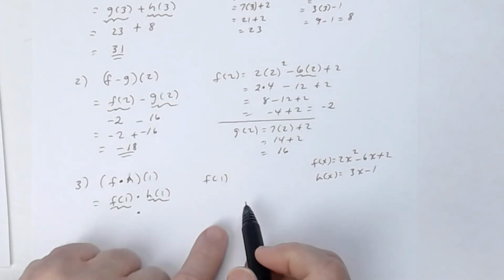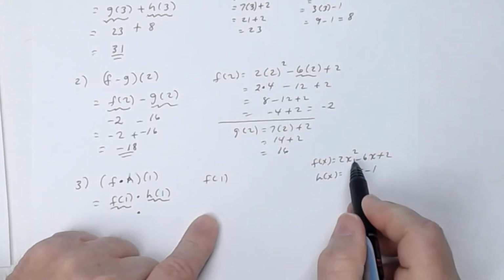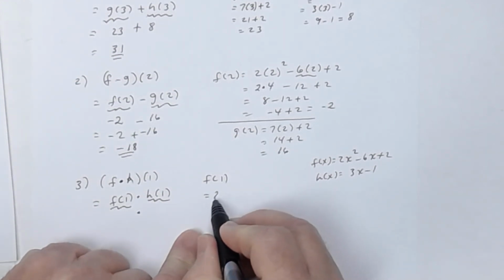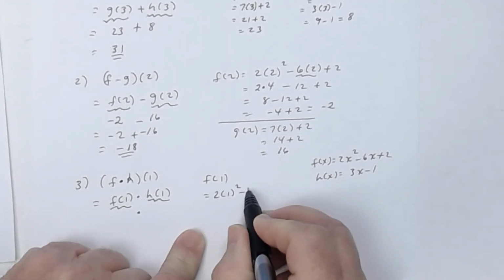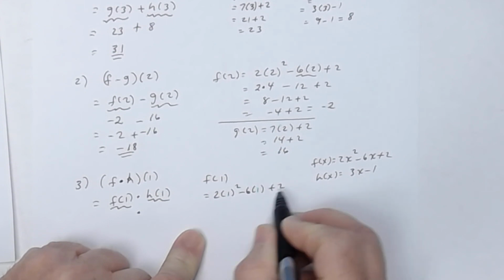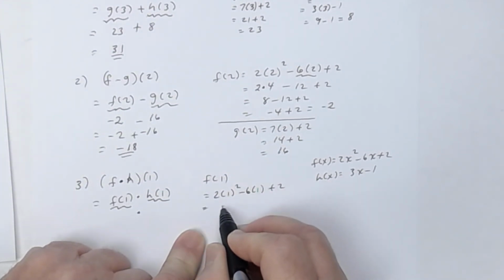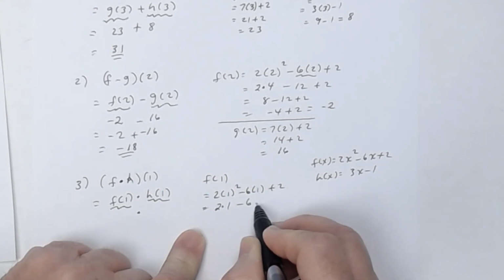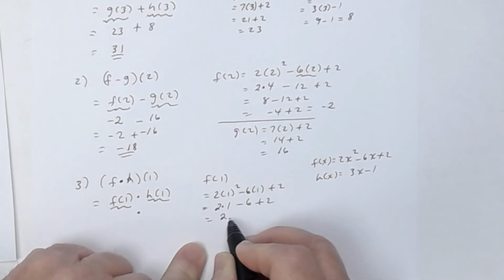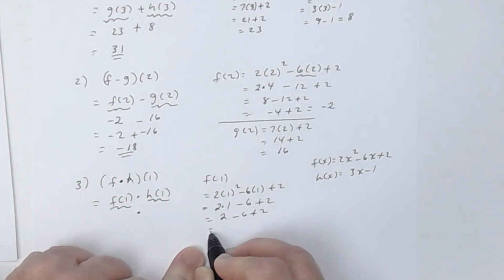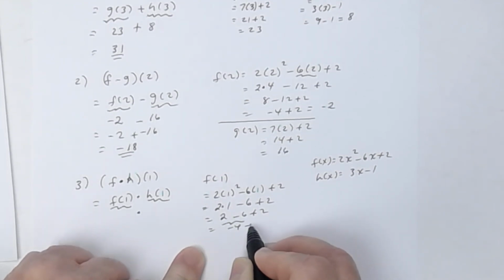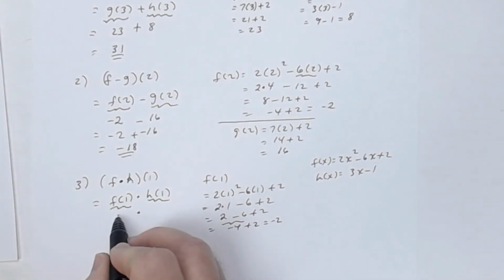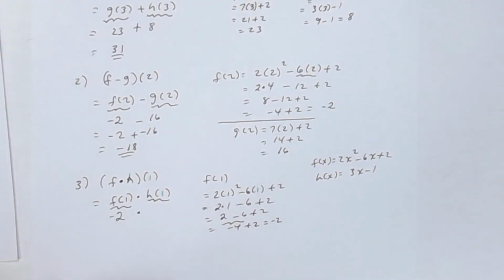All right, so to find f of 1, you go to your function f. Where we see the variable x, you substitute 1. So this becomes 2 times 1 squared minus 6 times 1 plus 2. And then 1 squared is 1, so this becomes 2 times 1. 6 times 1 is 6, so subtract 6 and then plus 2. So that's 2 subtract 6 plus 2. 2 subtract 6 is a negative 4. Negative 4 plus 2 is a negative 2. So f of 1 is a negative 2.